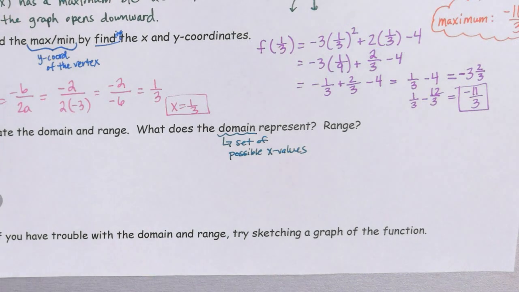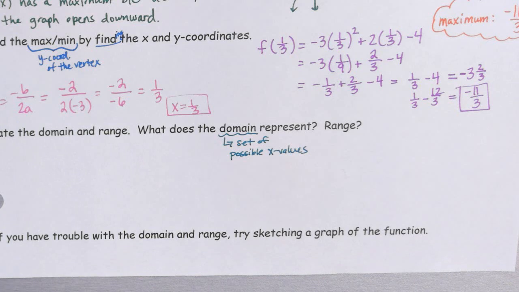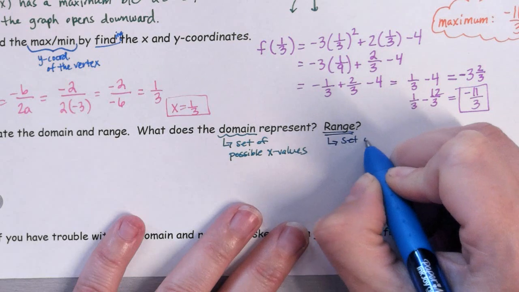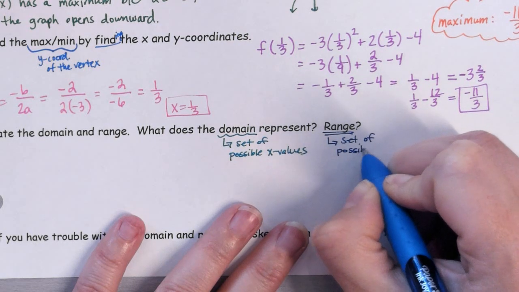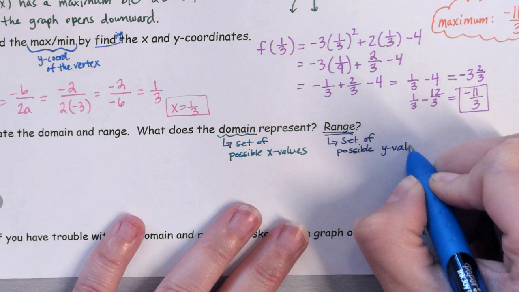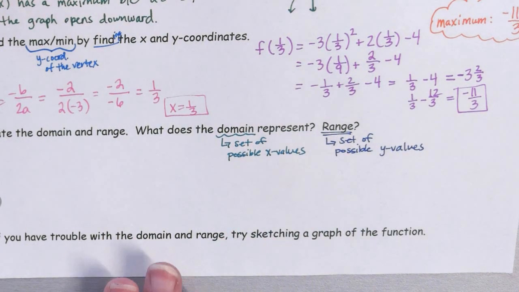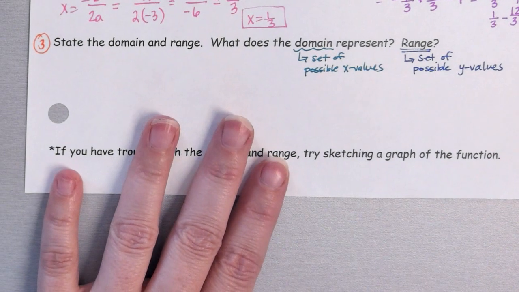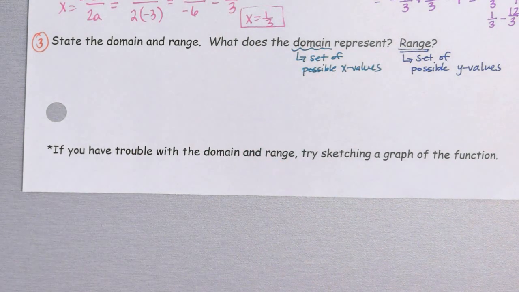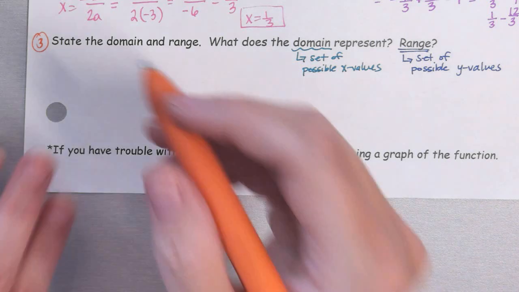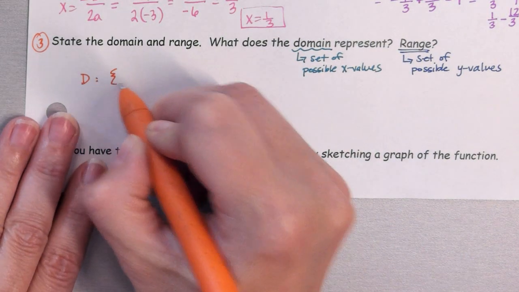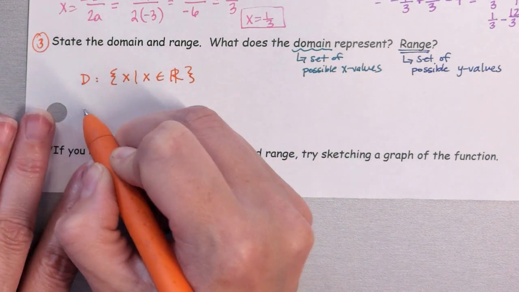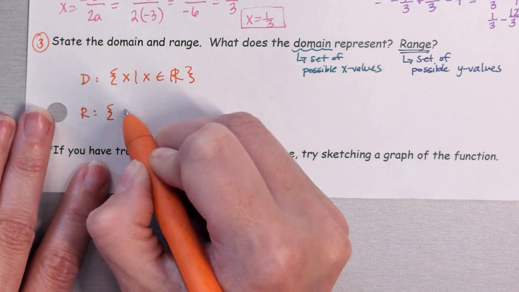For the range, that's going to be dependent on whether you have a min or a max, because the range is the set of possible y values. And remember, we are doing this in set builder notation. Okay, so your domain is all values of x, such that x is an element in the set of real numbers. And then I want you to give your range a try.